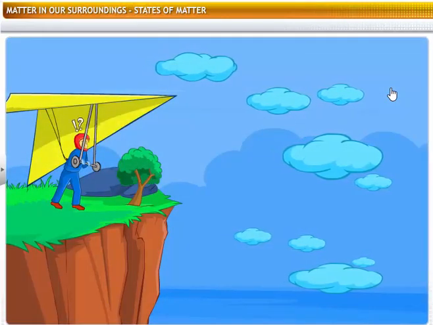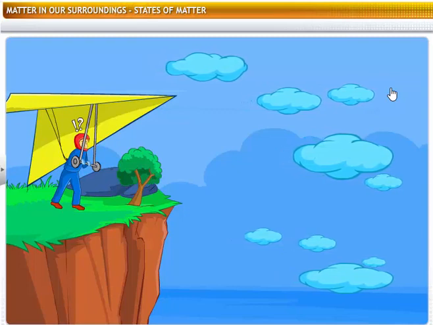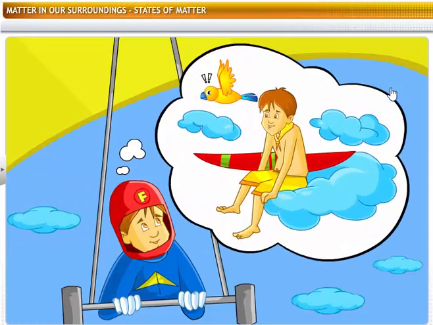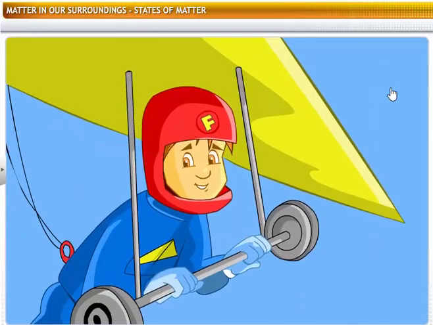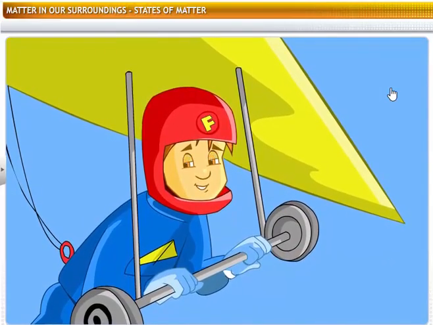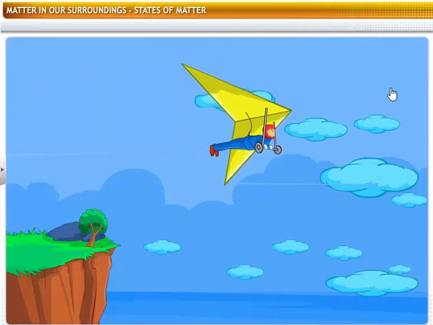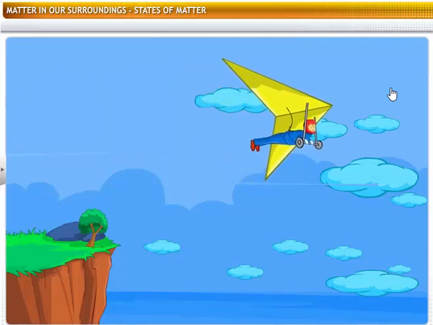Watch out for those clouds. There could be heavy turbulence in them. Can you sit on the clouds or surf on them as you would do on snow or in water? You can't, because clouds are made of water vapor, which is the gaseous state of water. Gases do not have definite shapes or volumes.